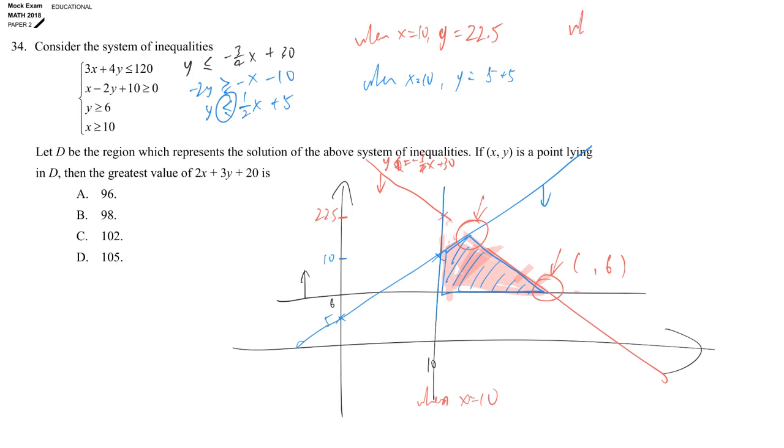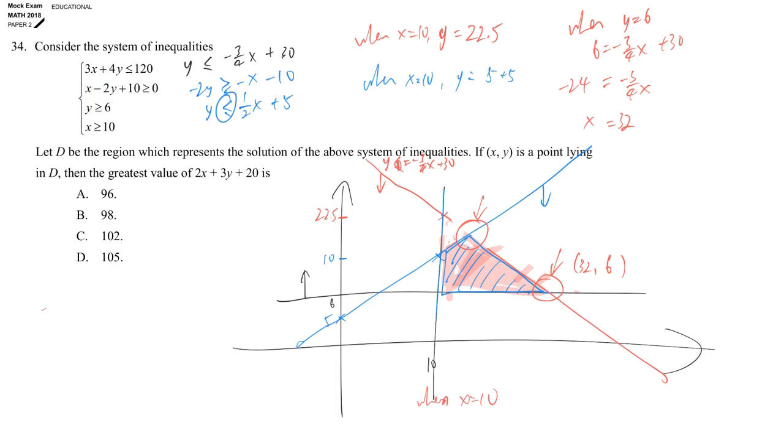The red line, when y is equal to 6, then 6 is equal to negative 3 over 4x plus 30. So x is 32. We have one of the feasible solutions. And then we look at this point. This point is the intersection of the blue line and the red line. So we have to solve simultaneous equations for these two lines here.